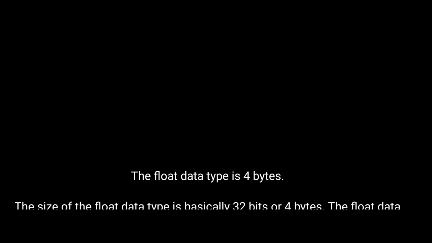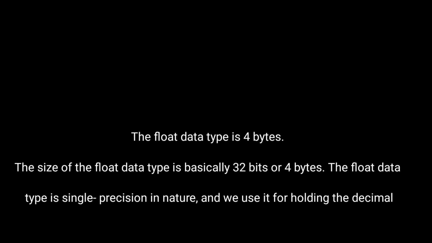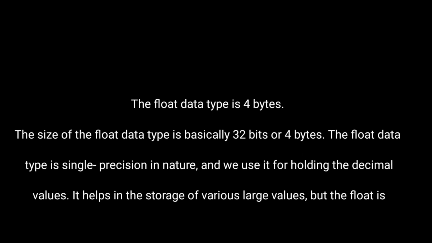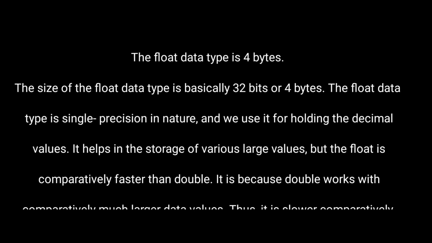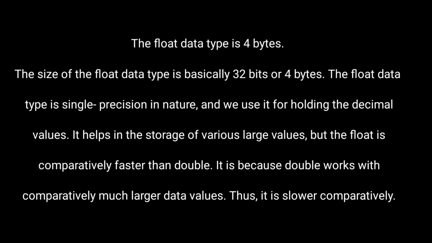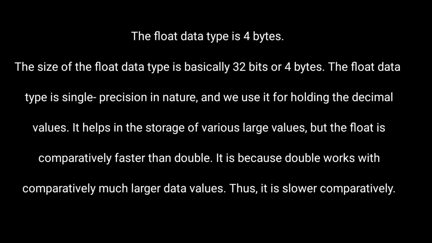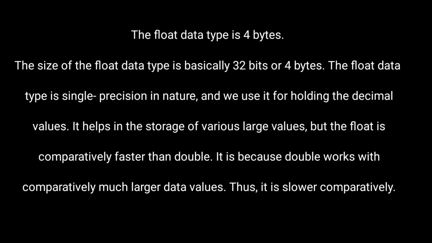Fourth one is the floating data type. Float data type is 4 bytes. The size of the float data type is basically 32 bits or 4 bytes. The float data type is single precision in nature and we use it for holding decimal values. It helps in the storage of large values, but float is comparatively faster than double. This is because double works with much larger data values, thus it is comparatively slower.